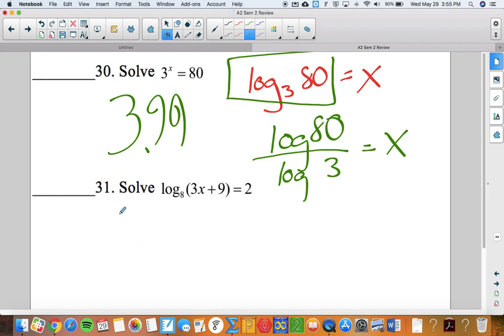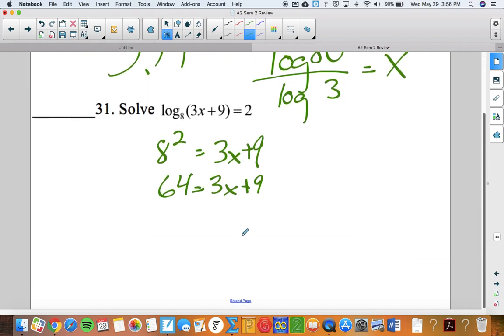Number 31. We have log base 8 of 3x plus 9 equals 2. Let's try converting this not to log form but to exponential form. Let's see what happens. So my base is 8, my power is 2, it equals 3x plus 9. Okay, now that I changed forms, this looks easier to solve. This is just a standard equation to solve. So it's 64, because 8 squared is 64, equals 3x plus 9.